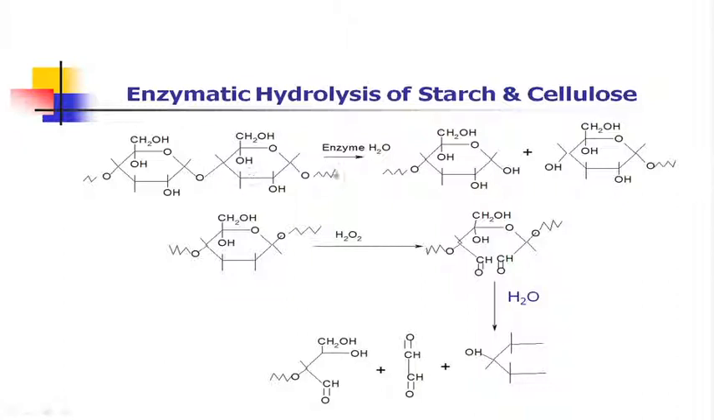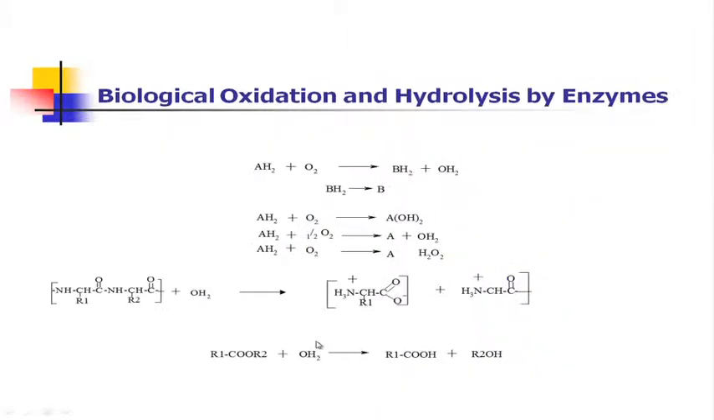Similarly, more action of enzymes can fragment a cellulose molecule or starch molecule into many such anhydroglucose units with hydroxyl groups at one end. So, this way we can degrade the starch and cellulose polymers.